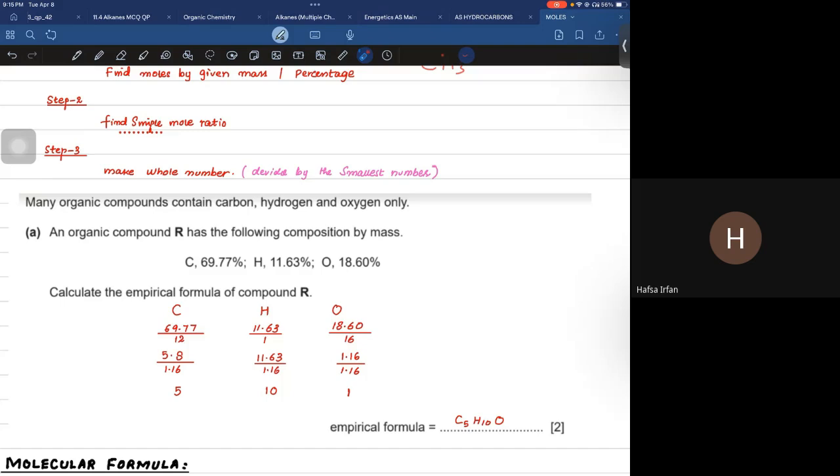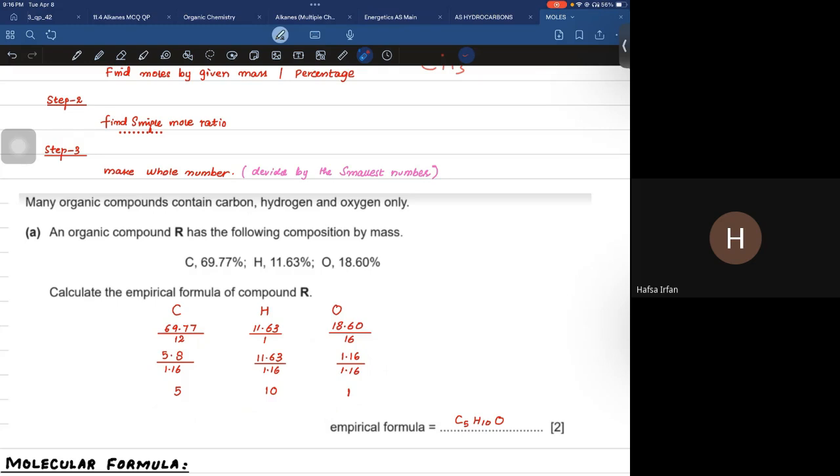I think so. Okay. We will be doing some questions in which we would see that we are not getting the whole number after this step, and then we have to multiply that answer by a number so that it becomes a whole number. That's the main thing. Okay, got it. So we have multiple questions.